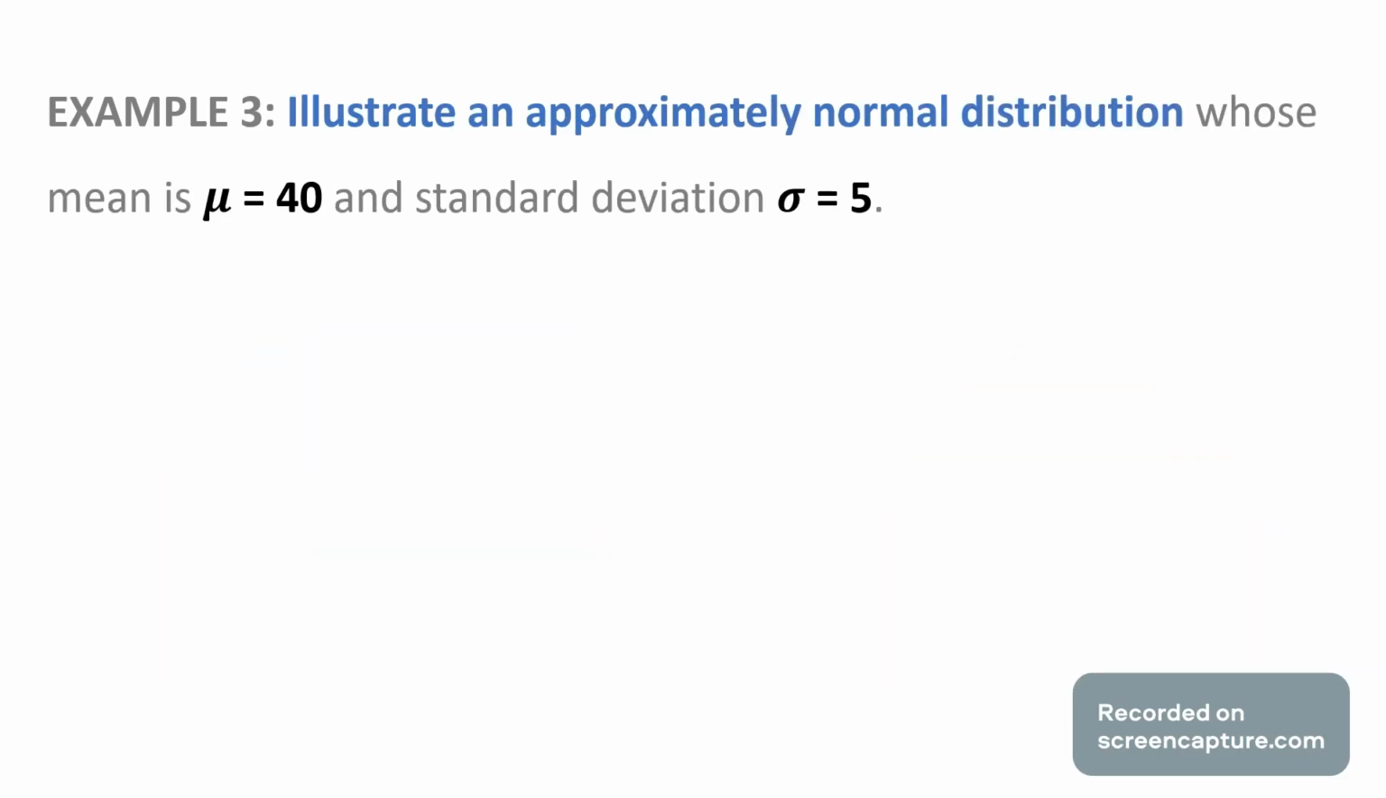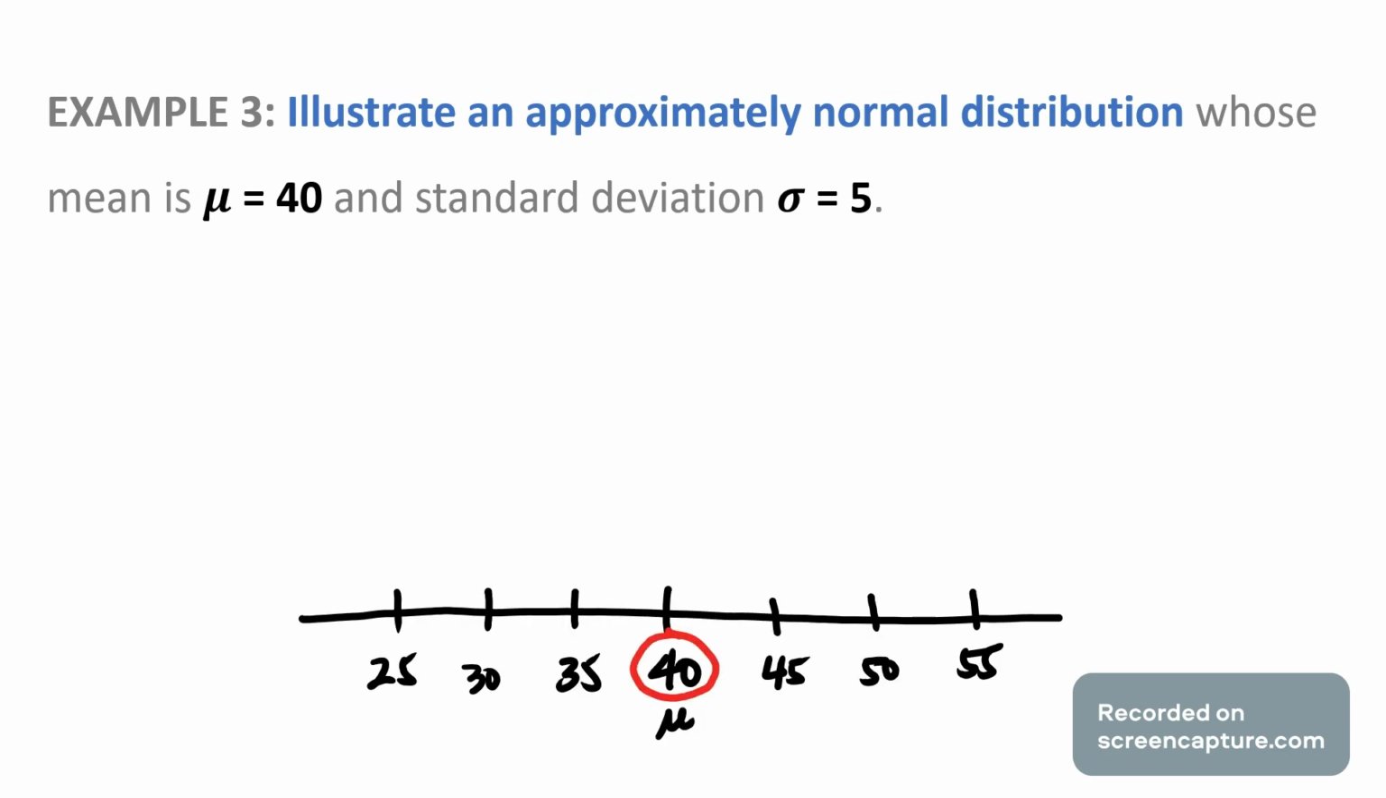Here's a third example. Let us illustrate an approximately normal distribution whose mean is mu equals 40 and standard deviation sigma equals 5. Take note that the keyword here is the word approximately, meaning we're not after a perfect normal distribution. So how do we sketch an approximately normal distribution? We first again start the x-axis, putting the mean mu 40 at the center, followed by increments by sigma units. So it becomes 45, 50, 55 on the right side. And that means on the left side, we have 35, 30, and 25. Next, the mean mu should stand at the top. Therefore, we draw the highest point on our distribution.